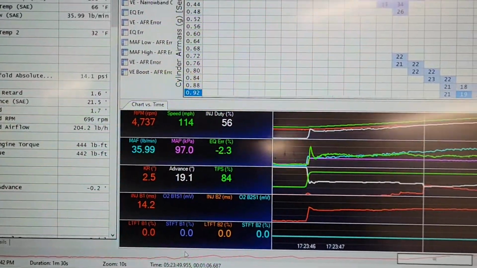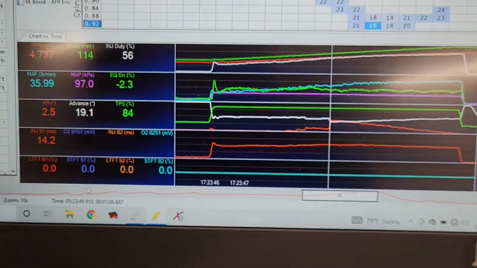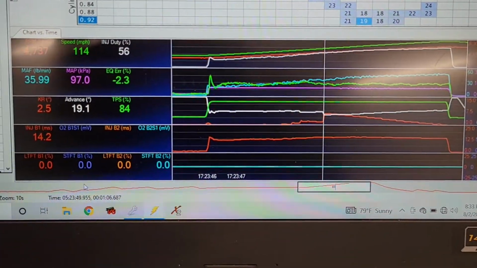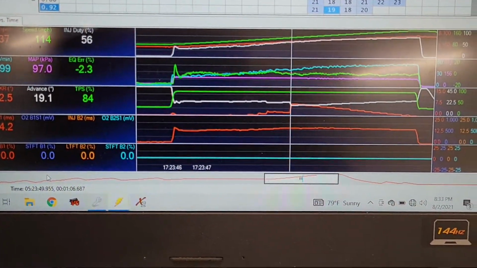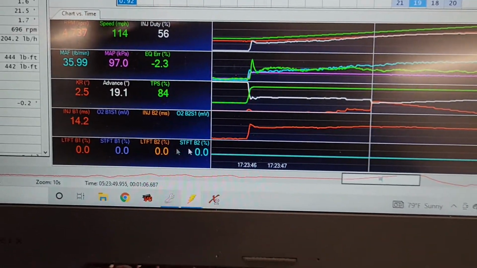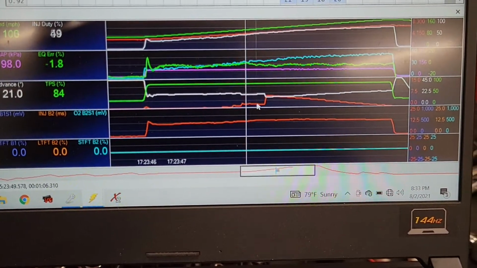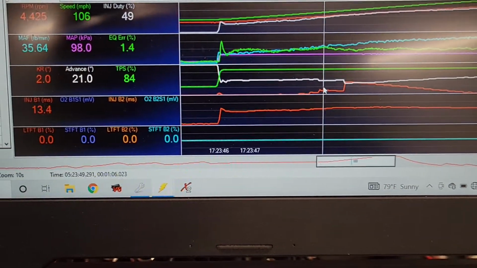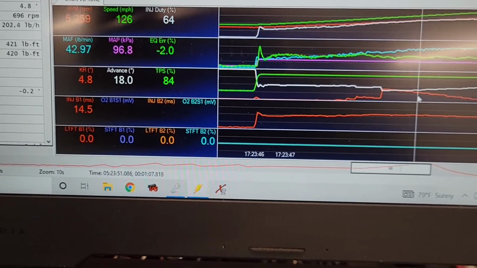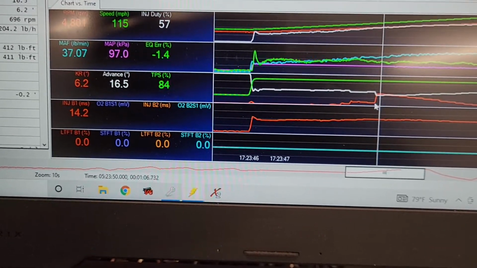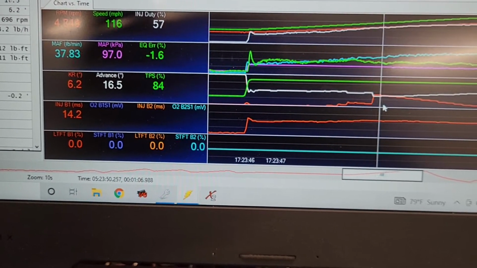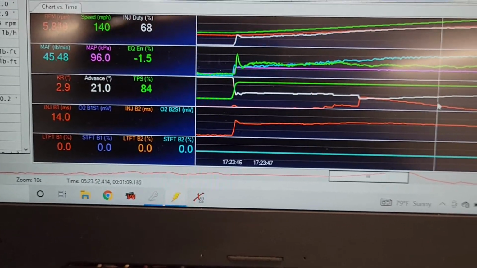So the next thing I'm going to show you is a car that came in. We did a cam. It was stock exhaust, stock intake, stock, etc. What you'll notice is that this car is running, you watch this white line, this red line is knock. This is an incident we had on the dyno where it was trying to run 21 degrees of timing and it got into knock and boom, it falls off.